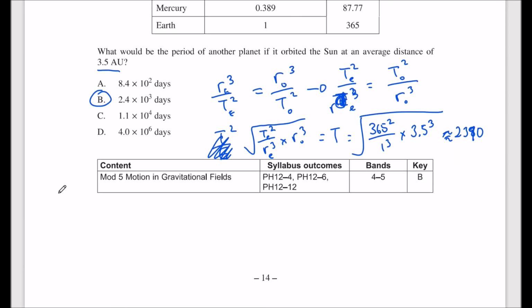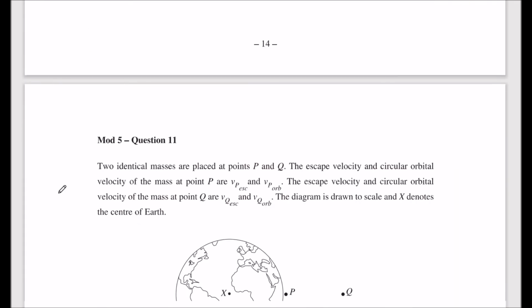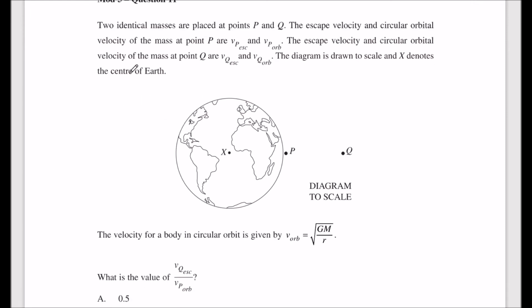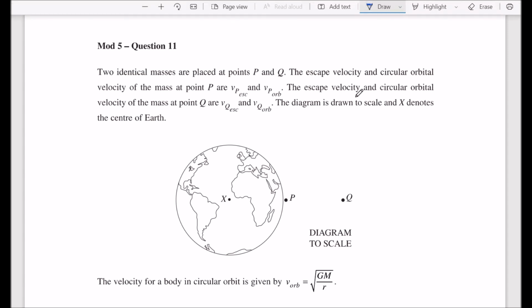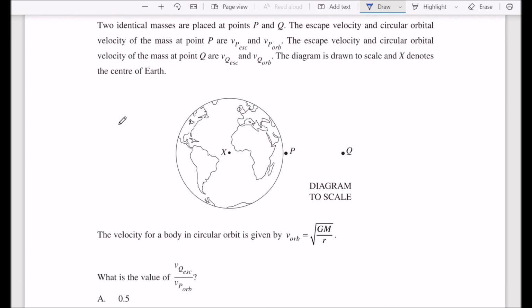There should be one more left. Question 11. Okay, so we have two identical masses placed at points P and Q. The escape velocity and the circular orbital velocity are given by the following wording. The escape velocity and circular orbit velocity of the mass at point Q is given. The diagram is drawn to scale, and X denotes the center of Earth.